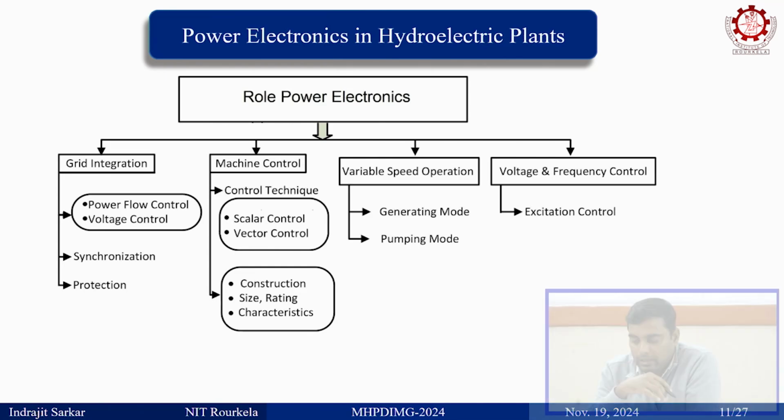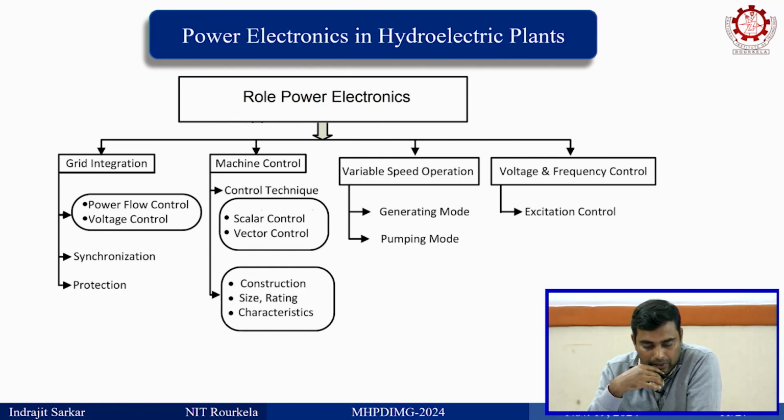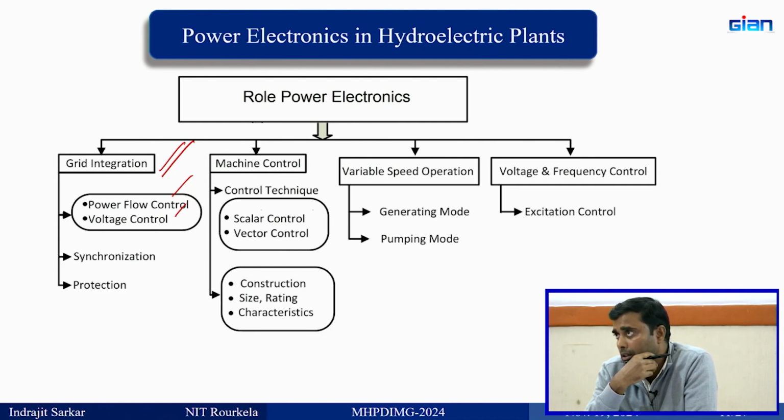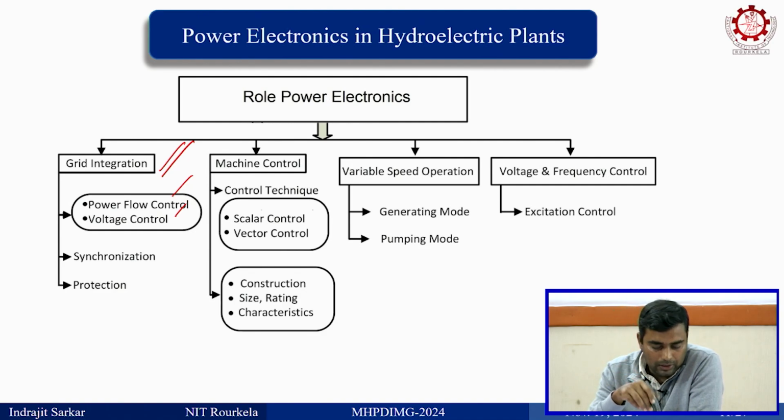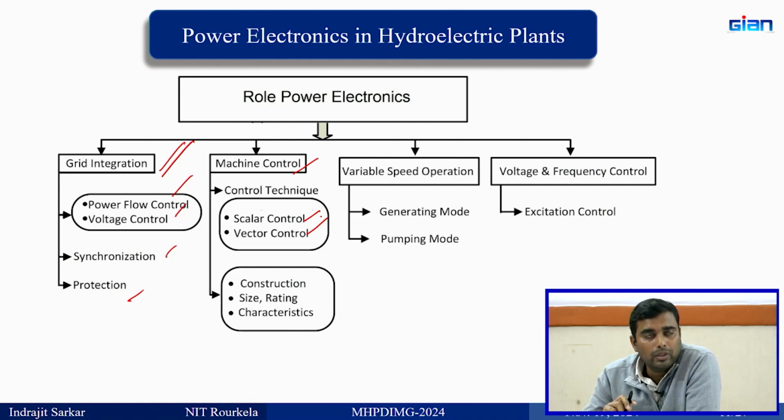So, what is the role of power electronics? The role of power electronics, as you can see here, is vast. There is the grid integration part, where you control the power flow, the reactive power flow, the frequency, the voltage level, there is synchronization, and there is protection. In machine control, what do we have? In machine control we have how we control the speed of the machine. Here we have the turbine generator set, and the generator speed you have to control. The speed you can control by controlling the torque.